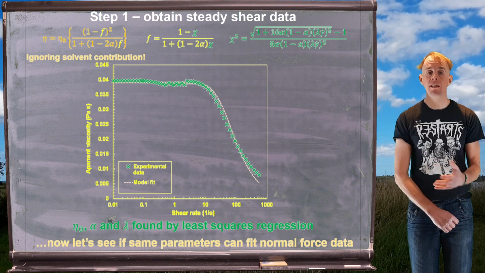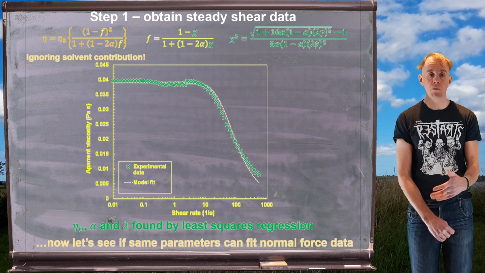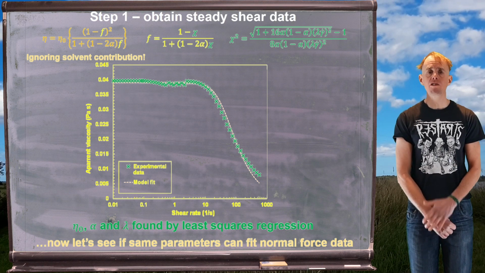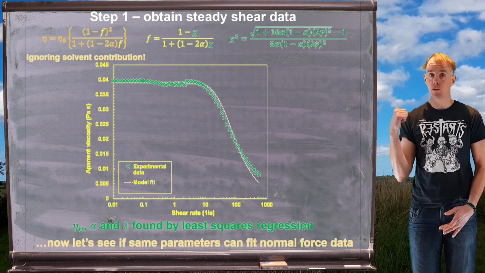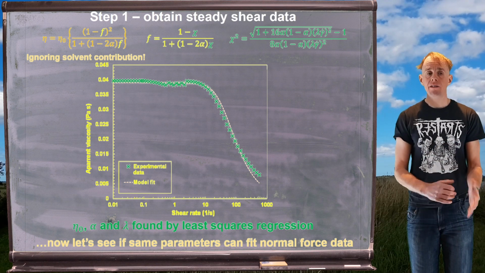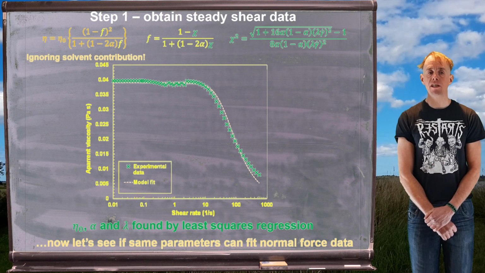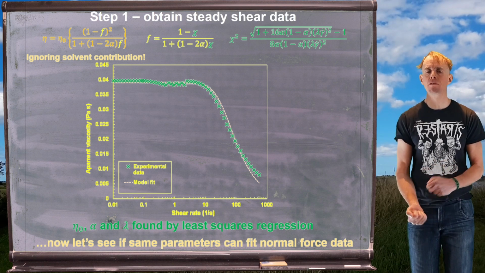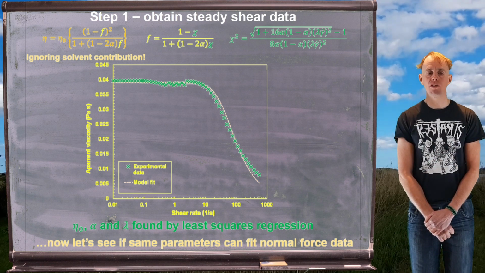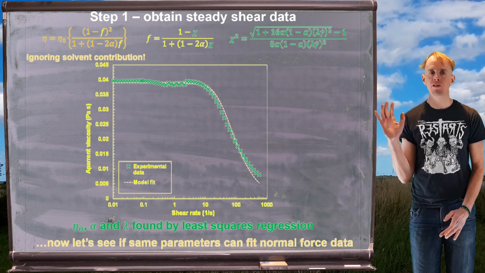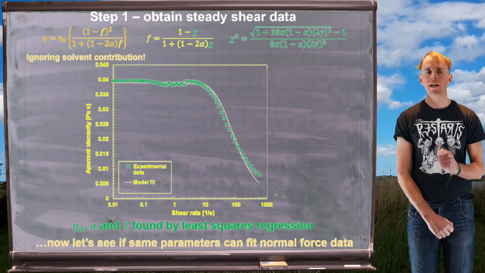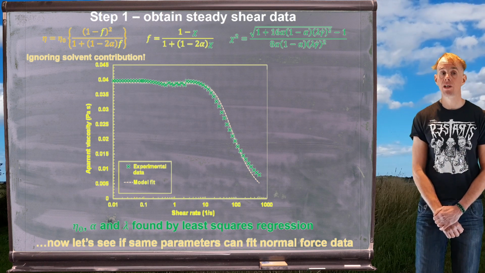I used a nonlinear solver to find this using a least squares regression. What I tend to do when I'm fitting these data is give some reasonable guesses of eta 0 because we've got a low shear rate Newtonian plateau. So I set eta 0 initially to around 0.04 and looked at what results that gave me, and then chose an alpha and a lambda that got me somewhere in the right ballpark of the data, and then let the least squares solver do the rest. So we've got a set of parameters that can describe shear thinning in steady shear. Let's see if that same set of parameters can give us a fit to normal force data.